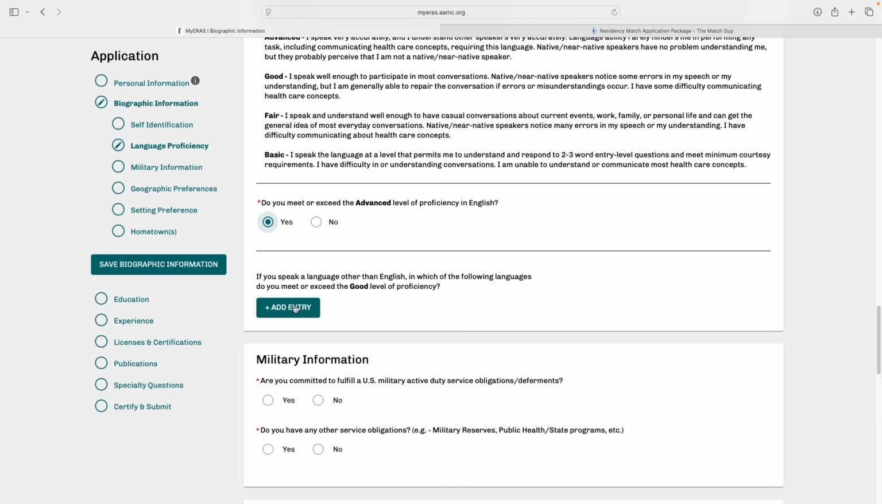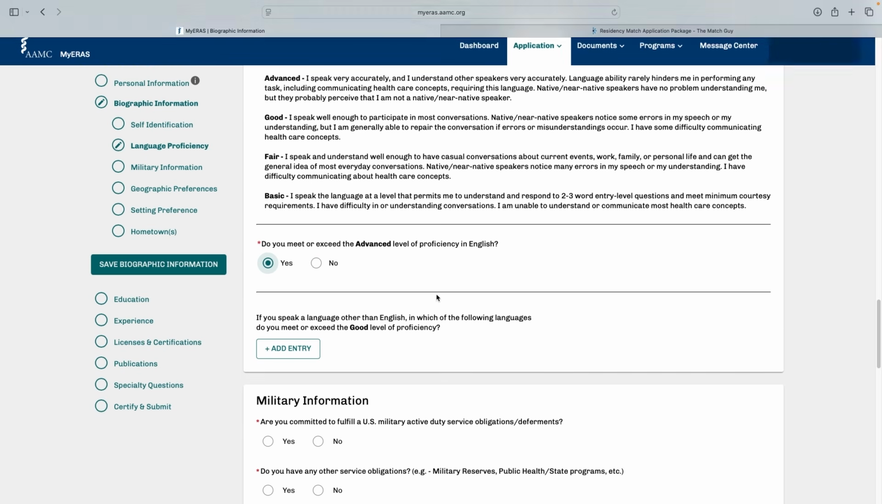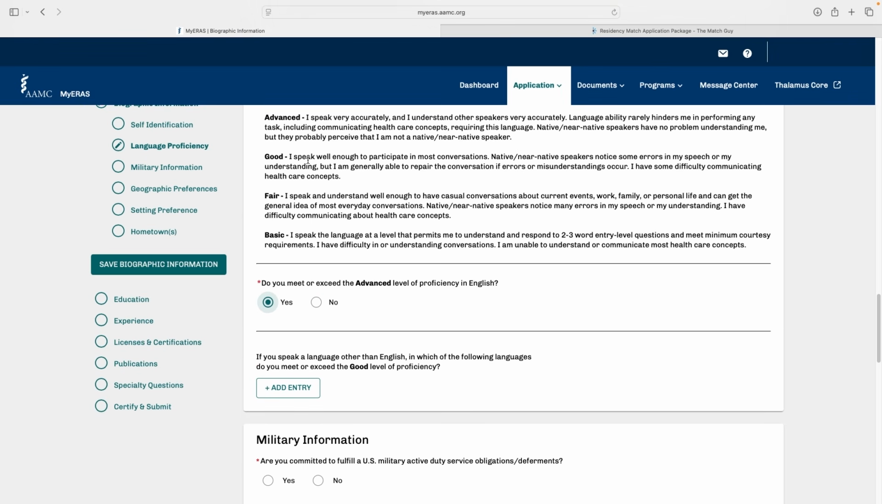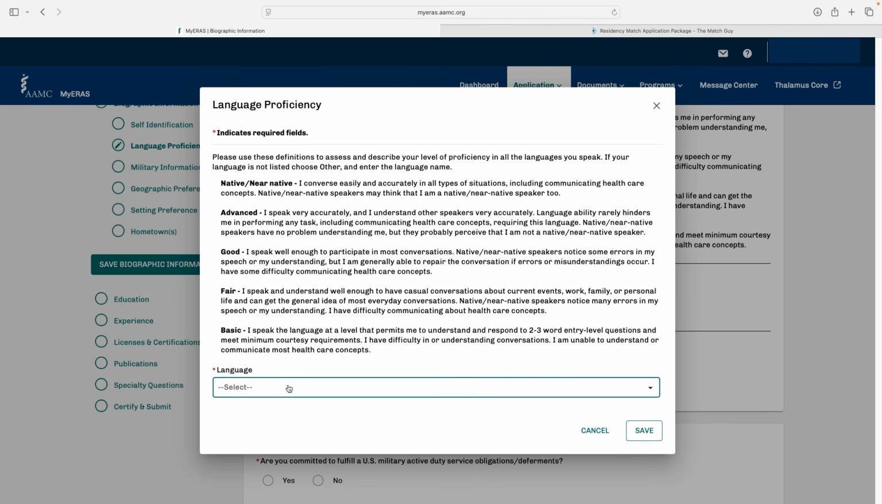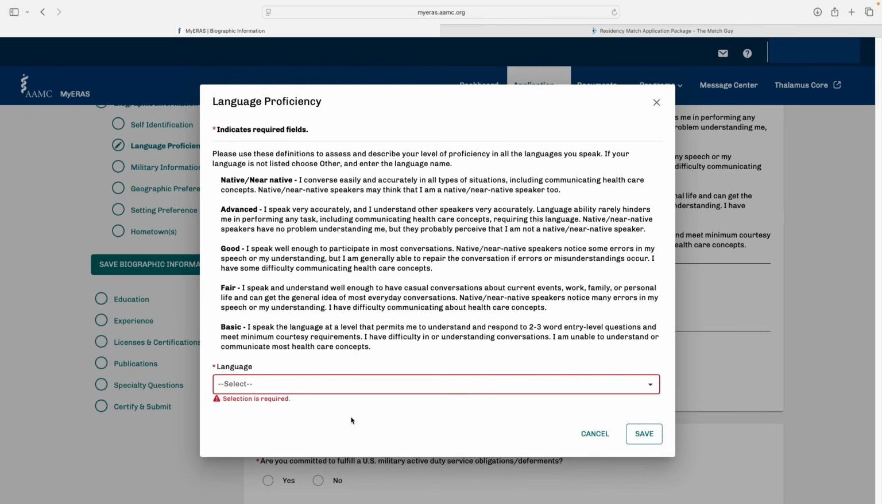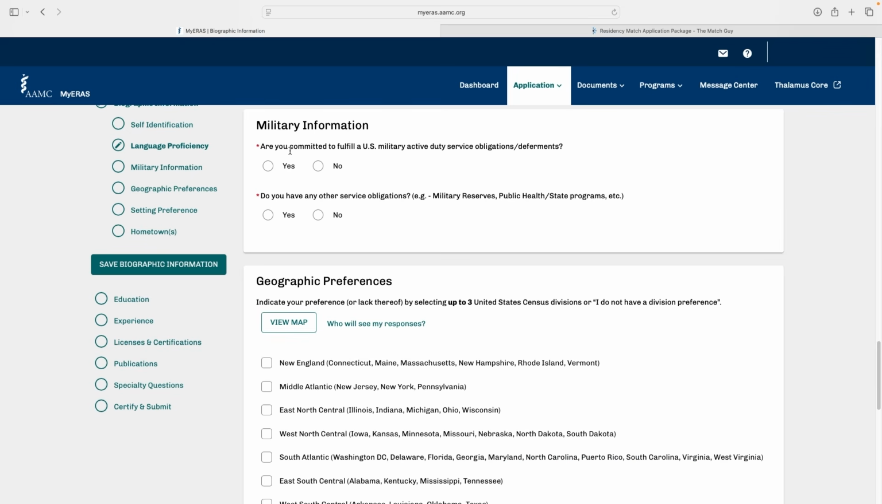Then if you pick yes, you can add other languages other than English if they meet or exceed the good level of proficiency. So here are the different definitions of the level of language proficiency, and if you meet the good or more, you can add and enter the languages that you're proficient in. Then we have the military information. If you're committed to fulfill US active duty service obligations or deferments, and if you have other service obligations, that's a question that could be better answered by a military person, which is not me.